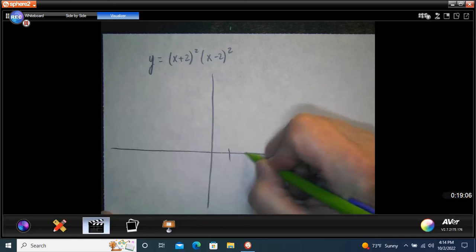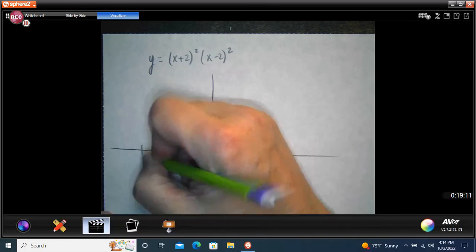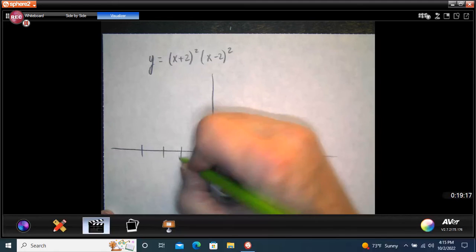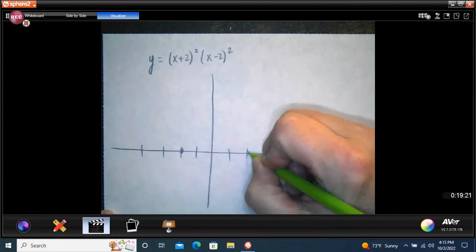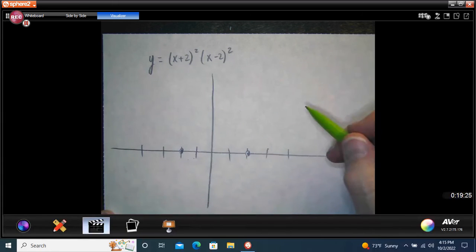So we count off here. And again, we're not putting anything on the y-axis because I don't care where those intercepts are or how high those bumps in the road are going. So this is going to be a double root at negative 2 and a double root at positive 2. And so the bumps in the road are going to be the same size.